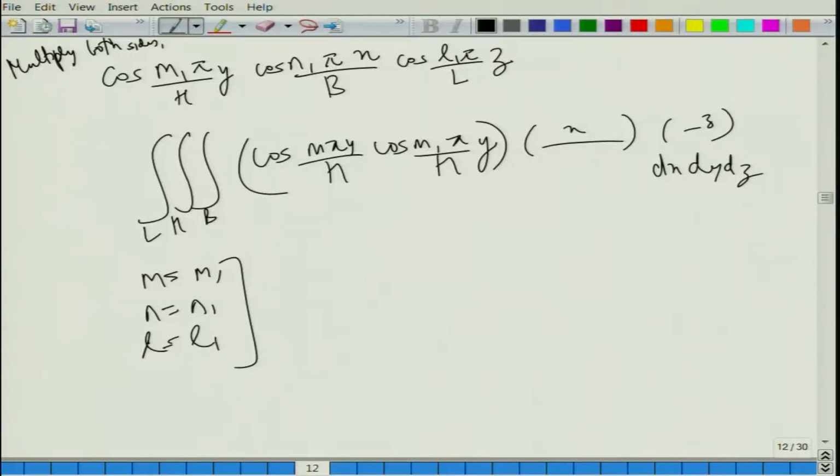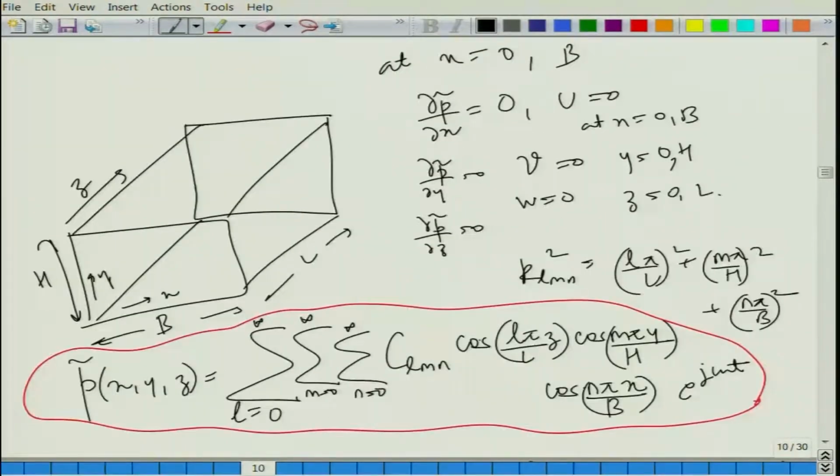Okay. So, basically what we will get is the modal coefficients. All the other modal coefficients will not survive, only C, L1, M1, N1 will survive, and we will have these integral values, which we denote by N, L, M, N. Once we get this, we will substitute back in the solution that we get here to get the Green's function response.